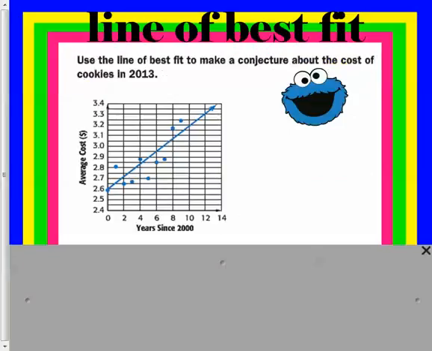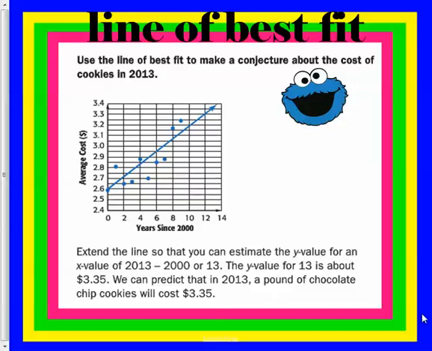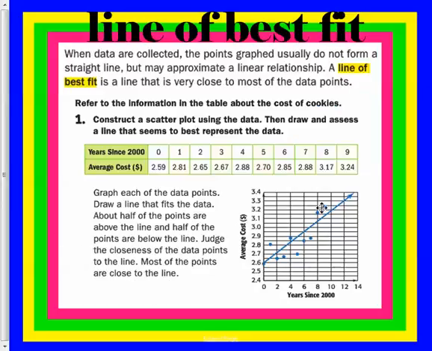So if we wanted to write a conjecture about the cost of cookies, we could say that if you extended the line, you could estimate the value for anything. For example, 2013 was 13, so the Y value for 13 is about $3.35. We can predict that in 2013 a pound of chocolate chip cookies would cost $3.35. So if your line ended say here, you could still extend the line and see what would happen, maybe even in 2016 or 2018. What we did here is we took our original, and these were the end points of our dots. So this part right here tells you what you can use to keep going with an estimate.